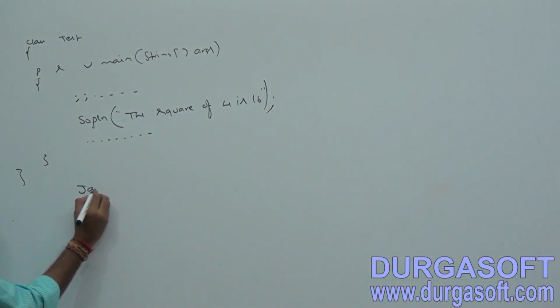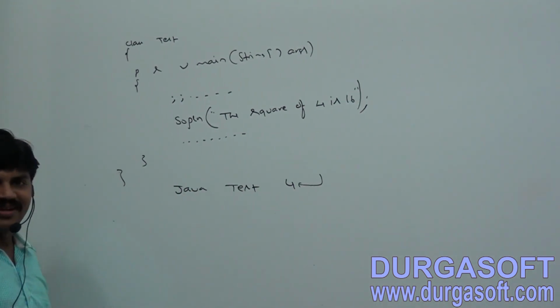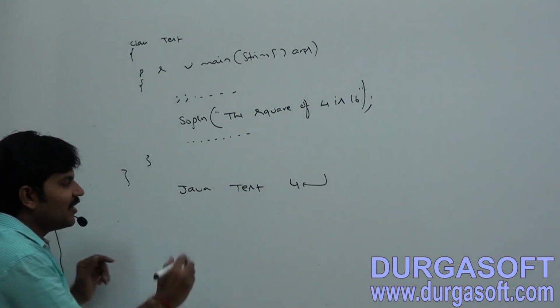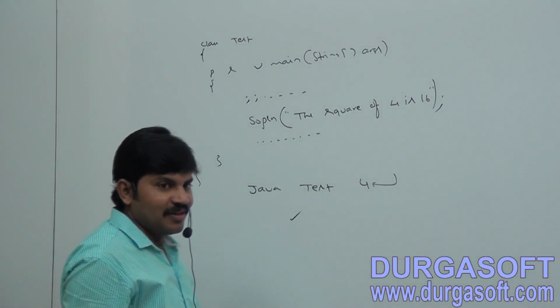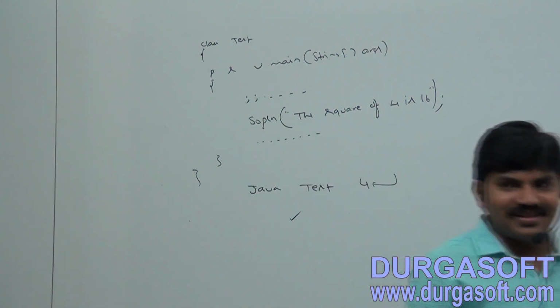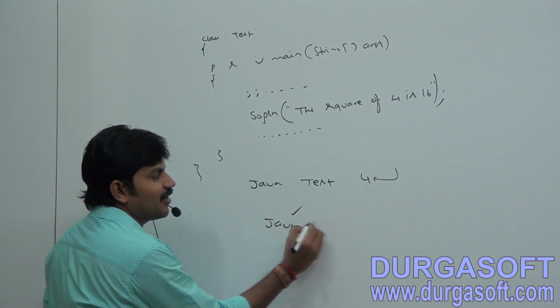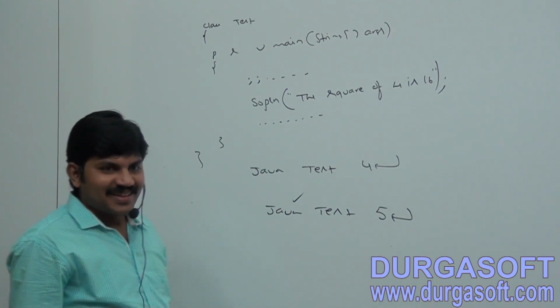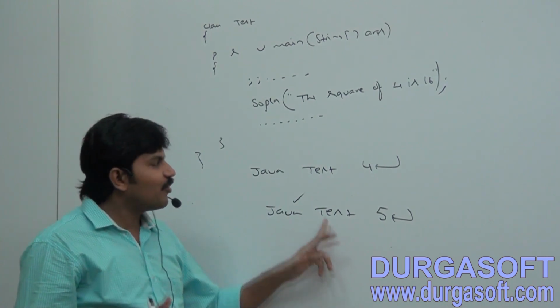Sir, just observe: java Test 4. Can you tell what answer we are getting? Java Test 4. The square of 4 is 16. Perfectly the required answer, right? But if the invigilator, by mistake, asks to execute this with a 5, what answer are we going to get? The square of 4 is 16 only, right? Very smart people are going to do it like this.